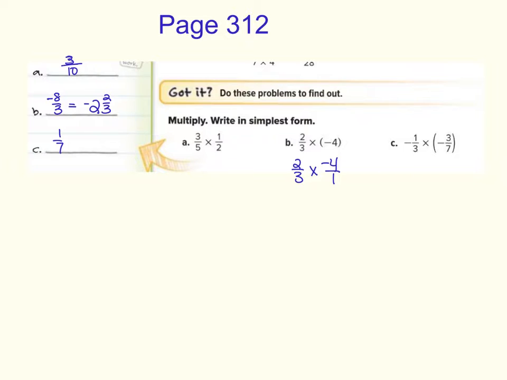Okay, so A was 3/10. B, you should have gotten a negative 8 over 3, which can simplify to negative 2 2/3, because the negative makes your answer negative. C, your answer is positive because you have a negative times a negative. Okay, let's move on.